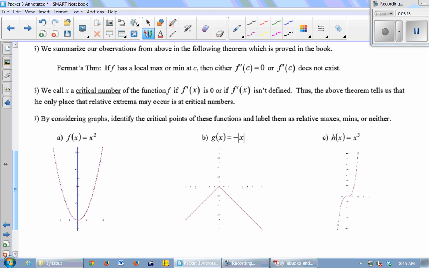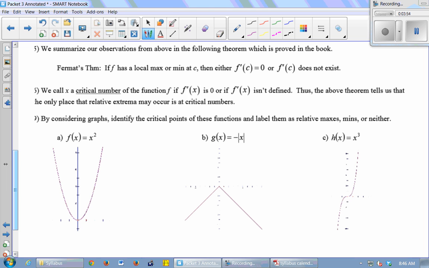This point c is called a critical number or a critical point. We call x a critical number if f prime of x is 0 or f prime of x is undefined. So the theorem above tells us that the only place you can find a relative max or a min is at a critical number, a place where f prime is 0 or f prime is undefined.